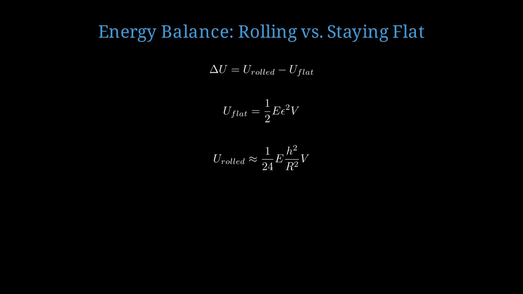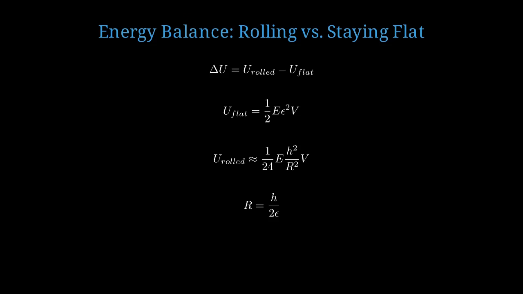Let's rigorously compare the energy of the rolled state versus the flat strained state. This will show us why rolling is energetically favorable. The change in energy is the energy of the rolled state minus the energy of the flat state. The flat state energy is 1/2 E epsilon squared times the volume V. This is just the stretching energy. The rolled state energy is approximately 1 over 24 times E times h squared over r squared times V. This is the bending energy with minimal residual stress.